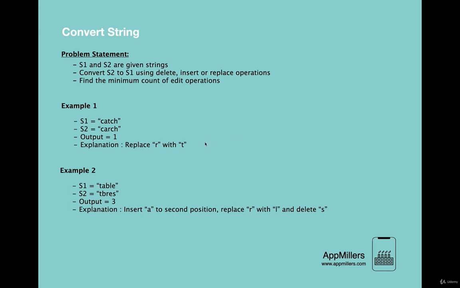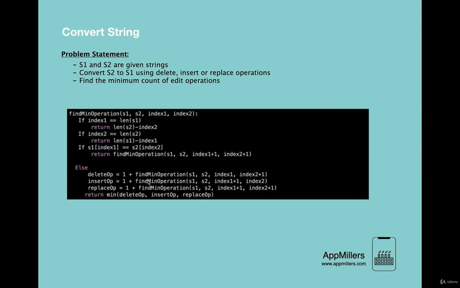Now we have solved this problem using a divide and conquer algorithm. In case of divide and conquer, the algorithm that solves this problem will be like this. Here you see that we have divided this problem into 3 subproblems. In the first one we are implementing the delete operation, in the second one the insert operation, and in the third one the replace operation. Then at the end we are taking the minimum value of these 3 operations. So this is how the divide and conquer algorithm solves this problem.